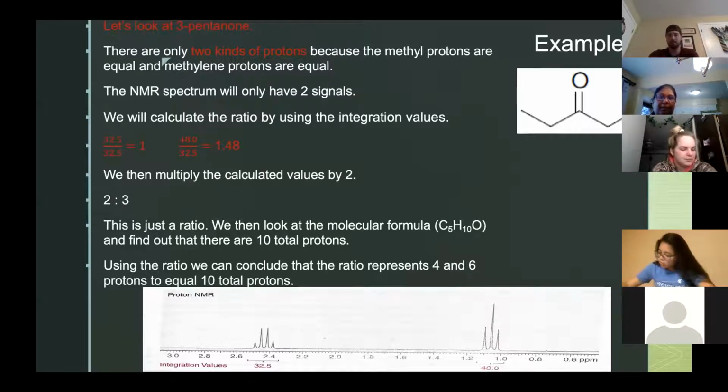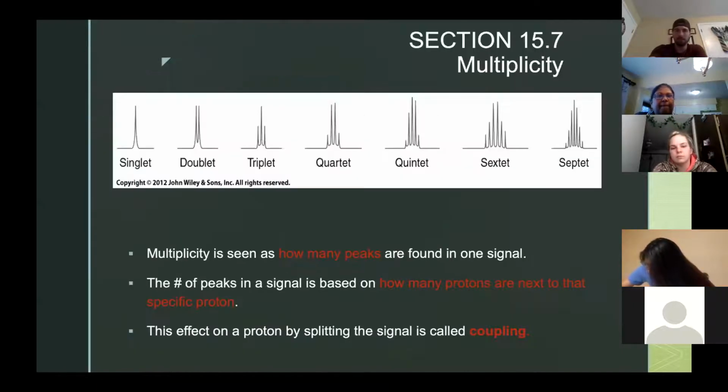Okay. So moving on, multiplicity, and this is simply how many peaks are found at each signal. So you can have a wide variety of peaks, as you can see here. The number of peaks in a signal is based on how many protons are next to it, so how many neighboring protons are affecting that type of proton. The effect of splitting of each signal is called coupling.